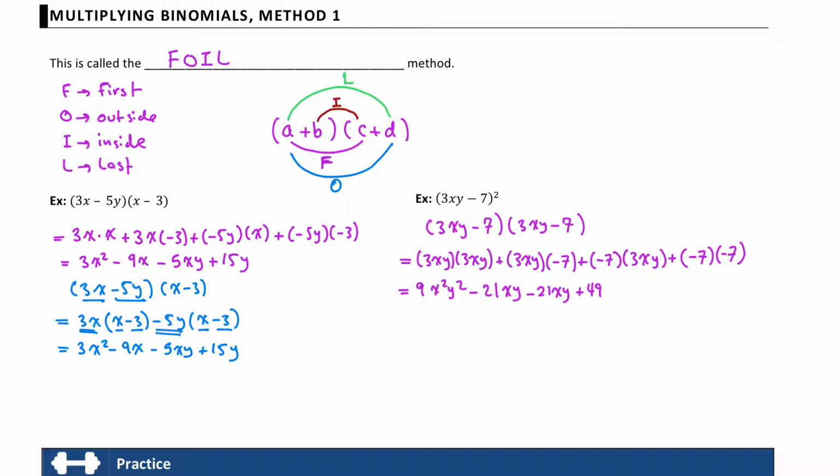Now, I have to look to see if I can simplify this any further. I don't have any other x squared y squared term. I do have xy terms, and I have negative 21 minus negative 21. So there's negative, and it gets even more negative, meaning that I get 9x squared y squared minus 21 minus 21 is 42xy plus my 49. And I can no longer simplify this any further.